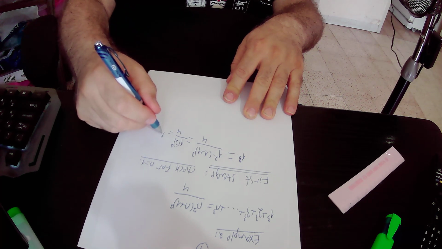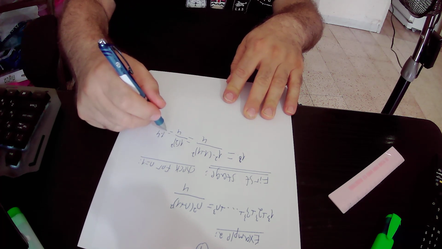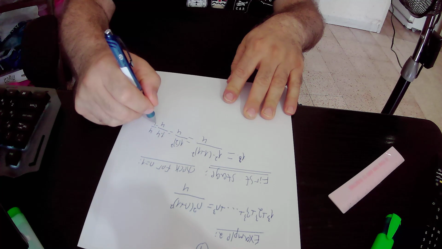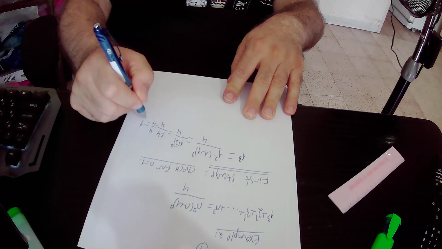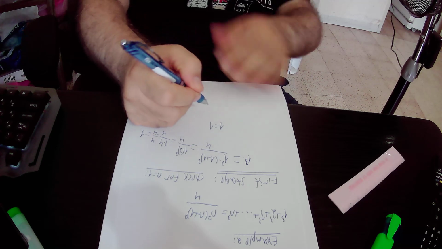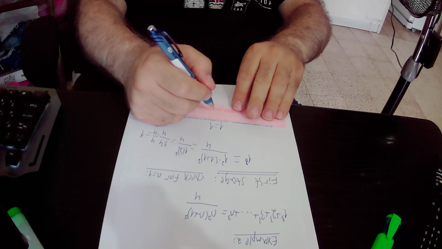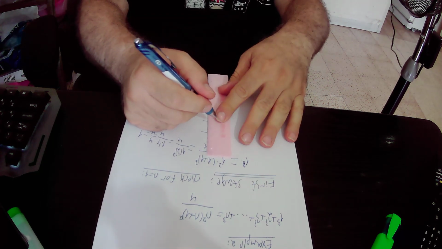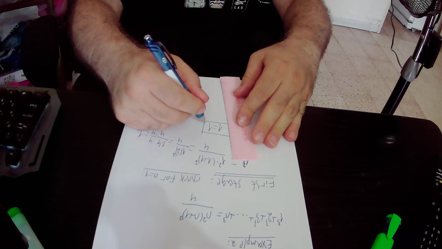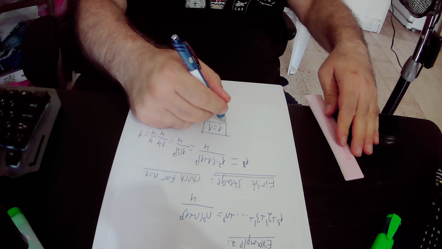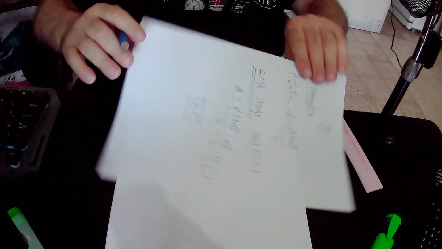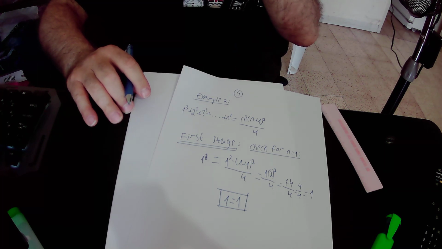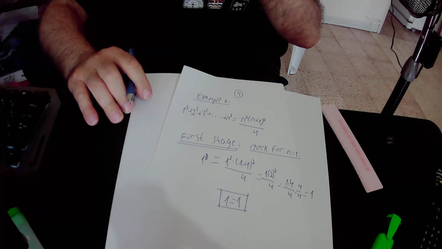So 1 times 2 to the power of 2 is 4 divided by 4, so it will be 1 times 4 is 4, divided by 4, and 4 divided by 4 is 1, so 1 equals 1. So we actually passed the first stage, and we actually verified that this statement is true for n equals 1. Okay?